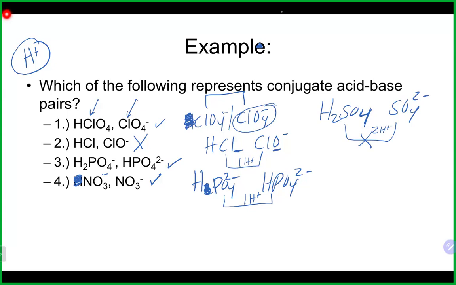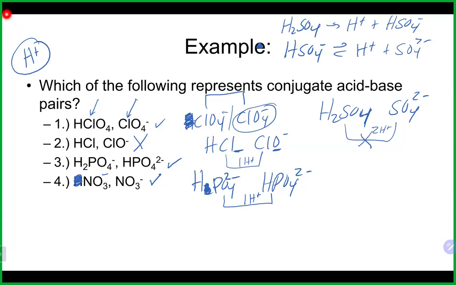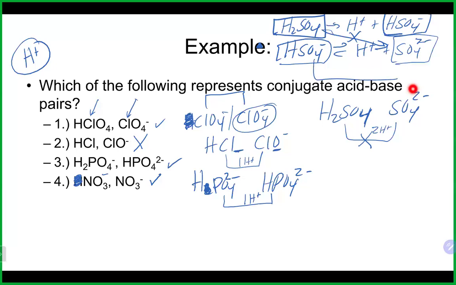So what would happen in this case is H2SO4 would lose 1 hydrogen and make this. Then this guy would lose another hydrogen and make this. And that is why H2SO4 and HSO4 minus are partners. HSO4 minus and SO4 2 minus are partners. But if you try to jump it there directly, too many steps along the way. So those guys are not partners, but these are partners, and those two guys would be partners as well.